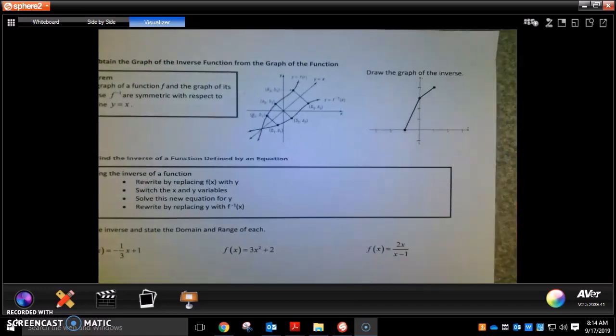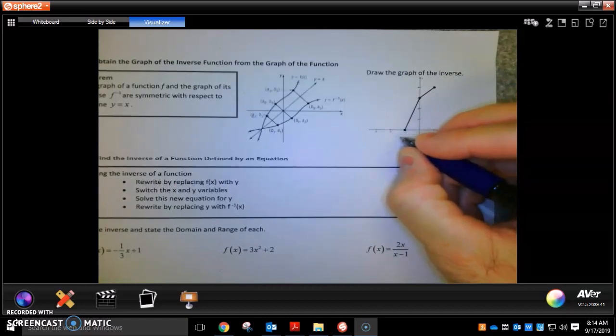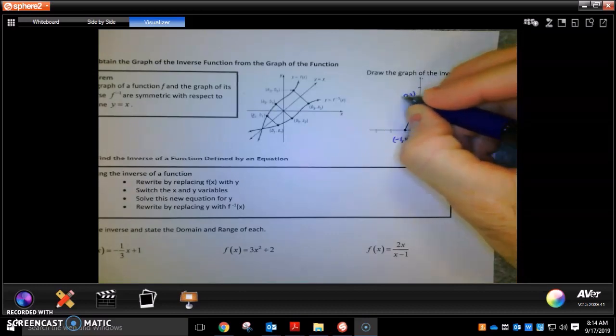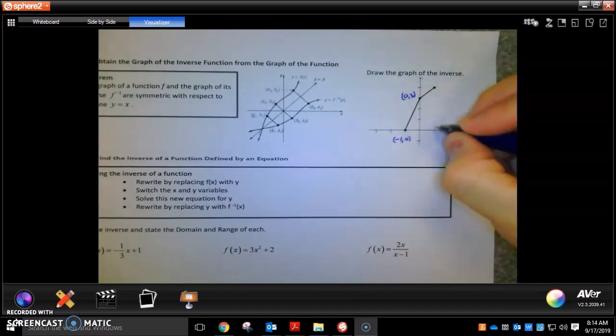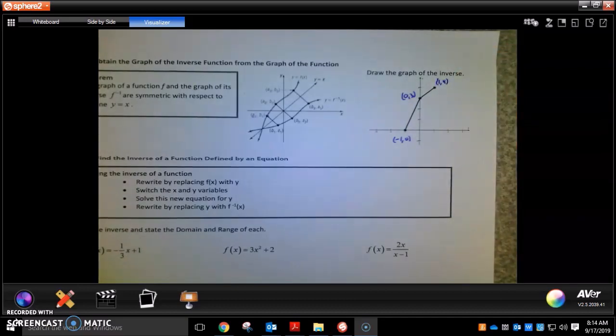So if you're given a graph and you're asked to draw the inverse, one thing to do would be to write down these points. So this is -1, 0. This would be 0, 3. And then this would be over 1 up 4, so 1, 4. And you take those points and you just flip them.